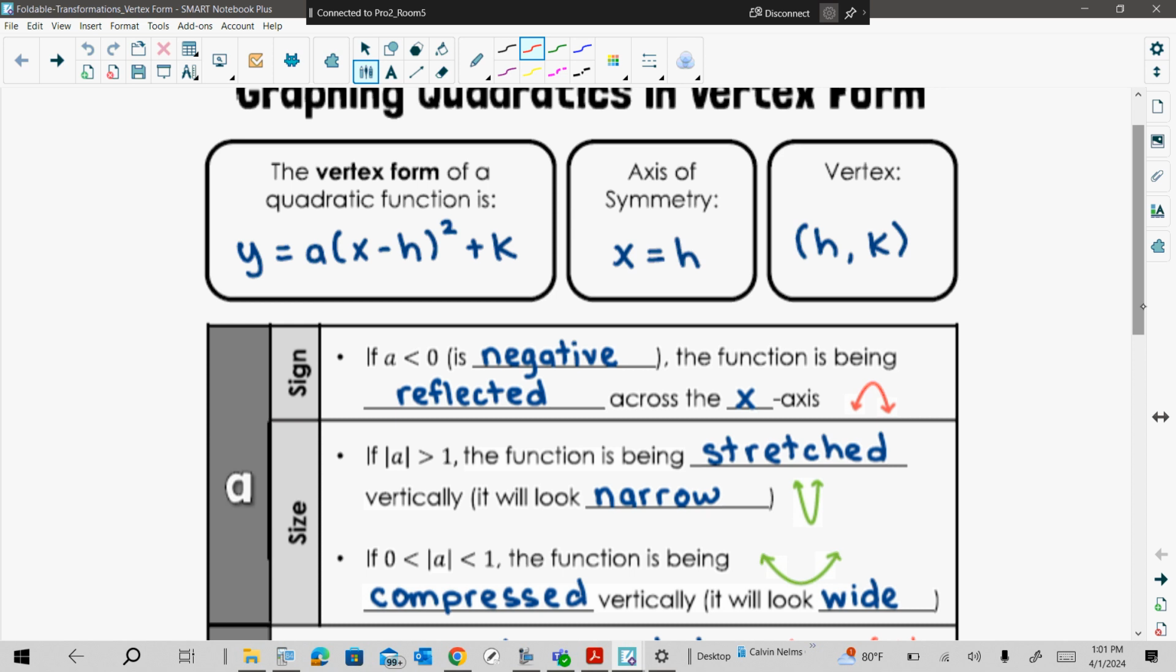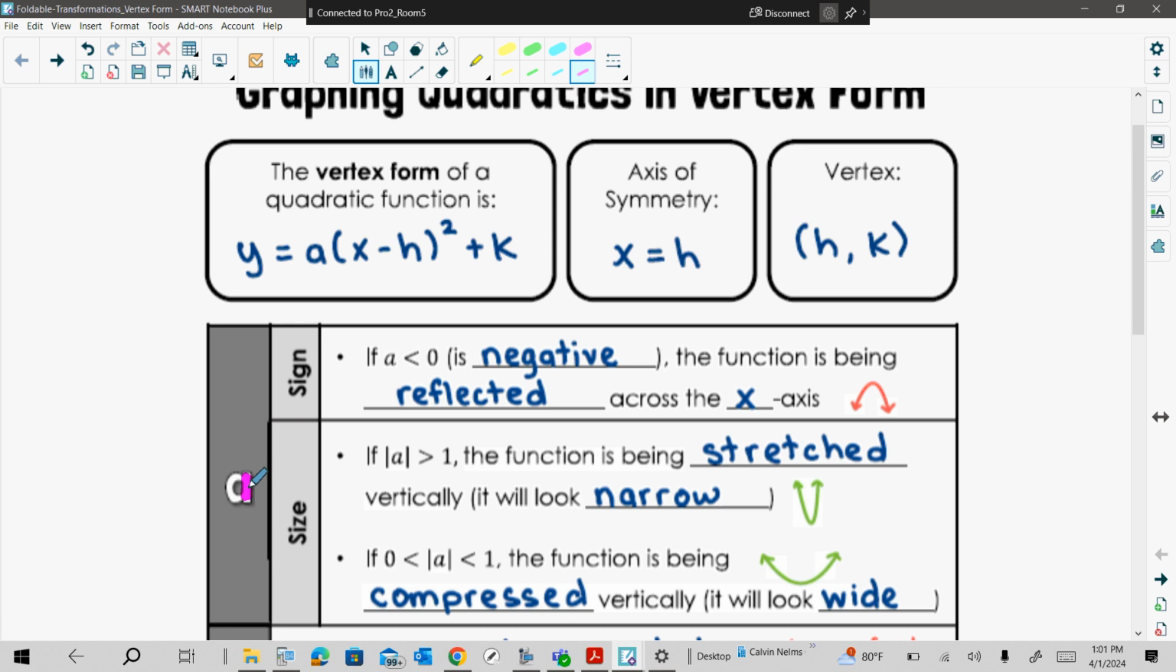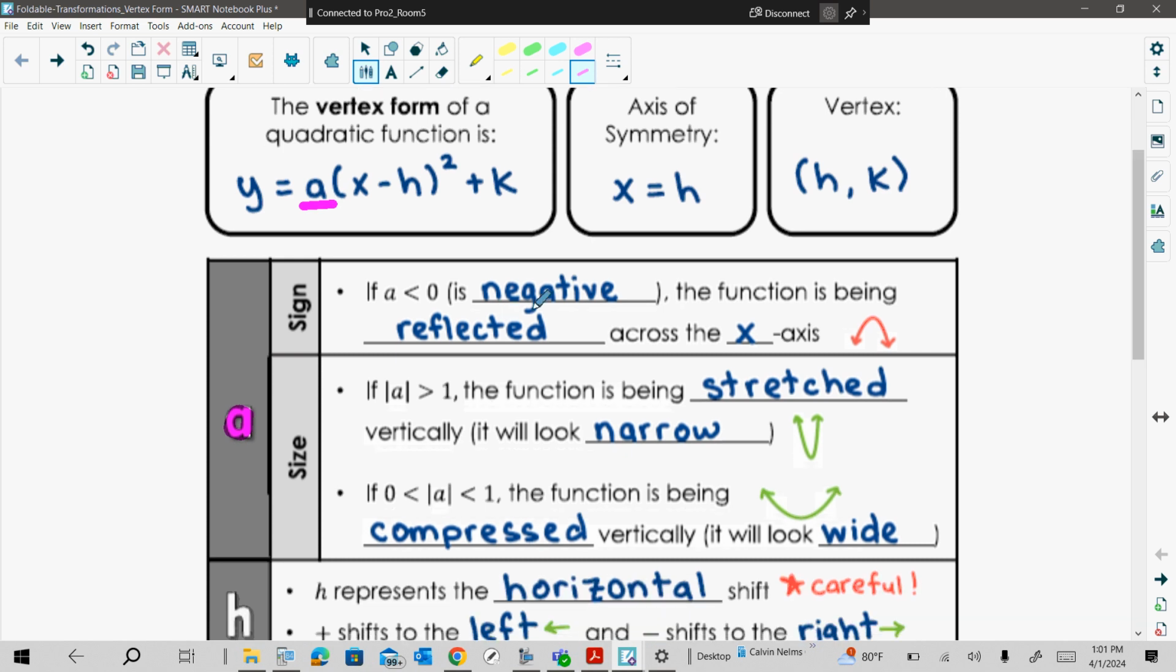So the A refers to your sign being either a positive number or a negative number, okay? And anytime I'm looking at the A, I'm just going to highlight this information. So the coefficient A is our number in front of the parentheses. If it is a negative number, negative sign, negative number, then it reflects the parabola across the X, meaning it's going to open down. Most of our parabolas, or the standard form parabola, is a U shape that opens up.